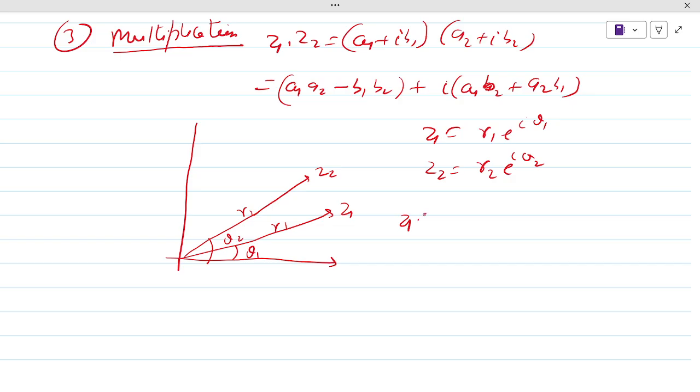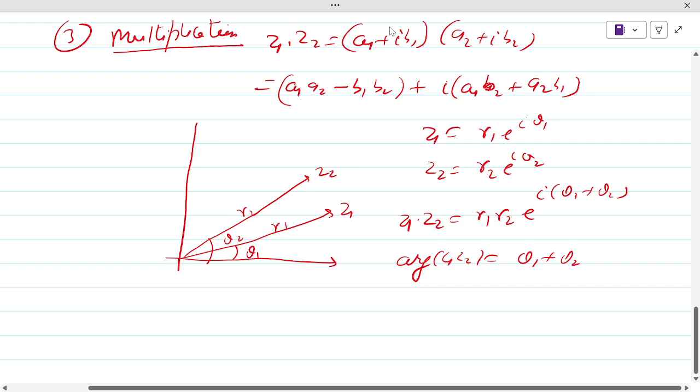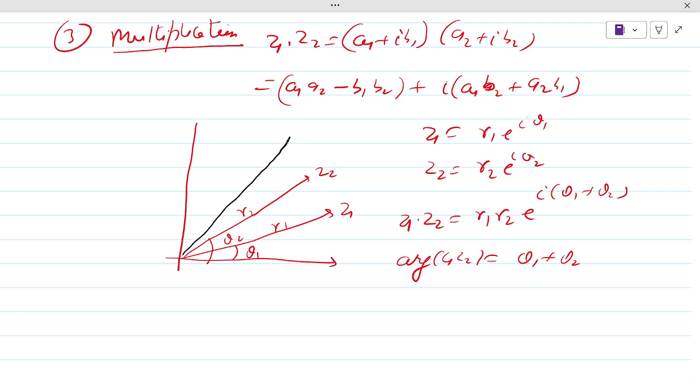If you multiply, observe that the multiplication is nothing but r1 r2 e to the power i (theta 1 plus theta 2). So the multiplication will have a modulus r1 r2, but the interesting thing is the argument. The argument of z1 z2 is theta 1 plus theta 2. So where does this lie? It lies along here.